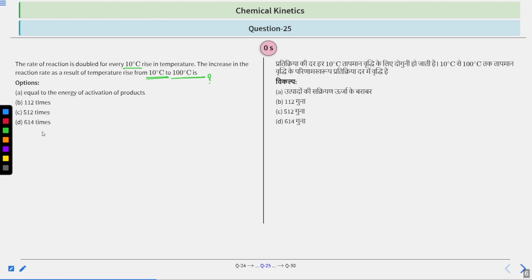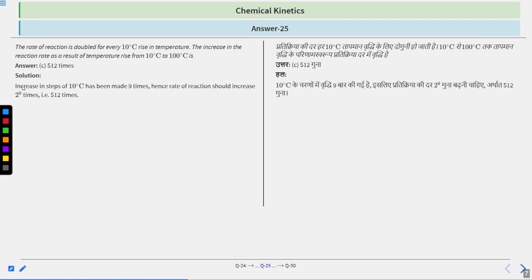Okay, let's see. The correct answer is option C, that is 512 times. The increase in steps of 10 degrees Celsius has been made 9 times if we increase the temperature from 10 degrees to 100 degrees, because initially it is 10 degrees and finally it will be 100 degrees. So how many times should we increase by 10 degrees Celsius? It will be 9 times. If you increase 10 degrees Celsius 9 times by a factor of 10, it will become 100 degrees Celsius.